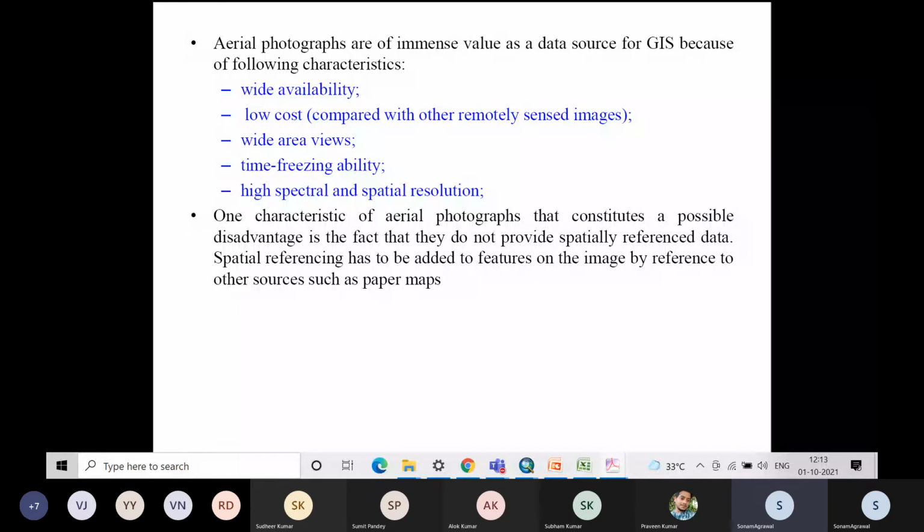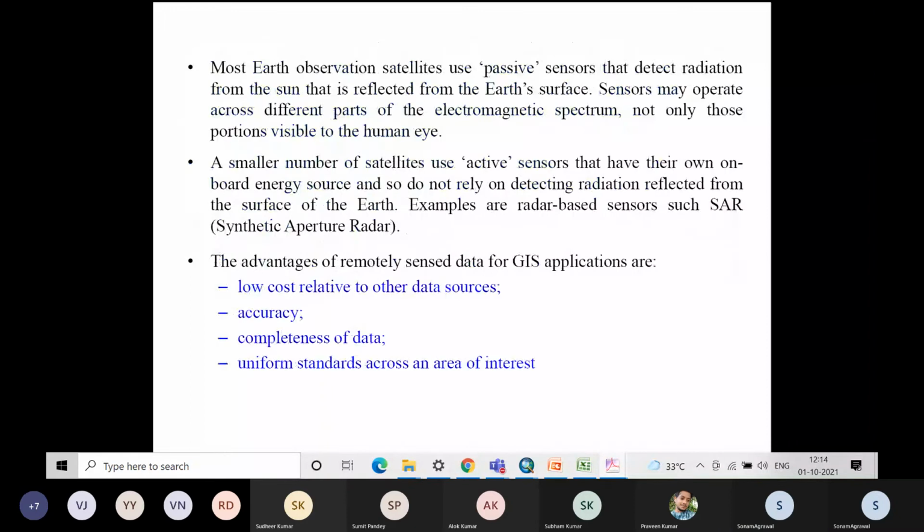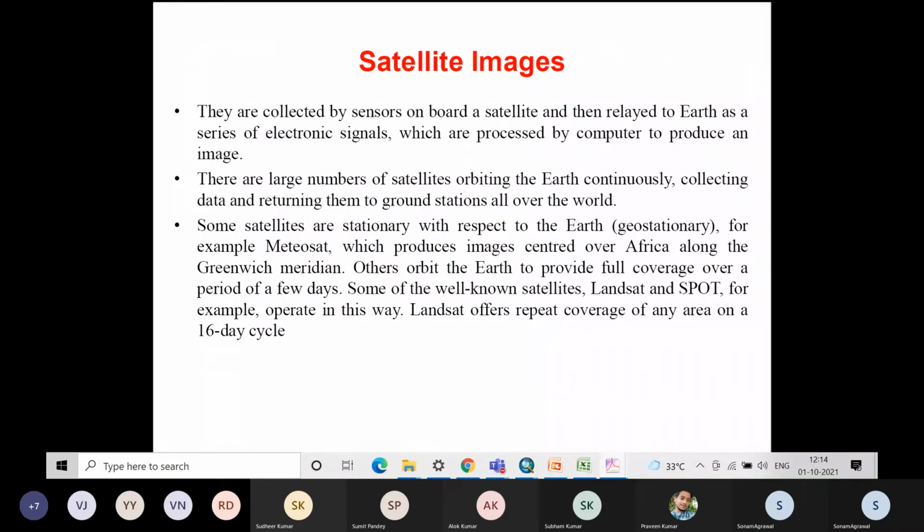Another option for this, I have already covered it. This one is satellite imaging. In this case, the sensors are placed on a satellite and they will relay to the Earth as a series of electronic signals. So this is how the data is captured in remote sensing or in satellite images. There are several options for satellites. And nowadays we are getting very, very high resolution satellite images. Up to centimeter level, we are getting a resolution. So whatever is present on the ground, it can be very clearly visible to us.